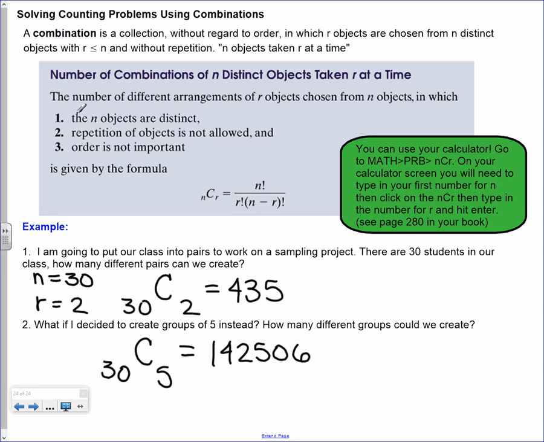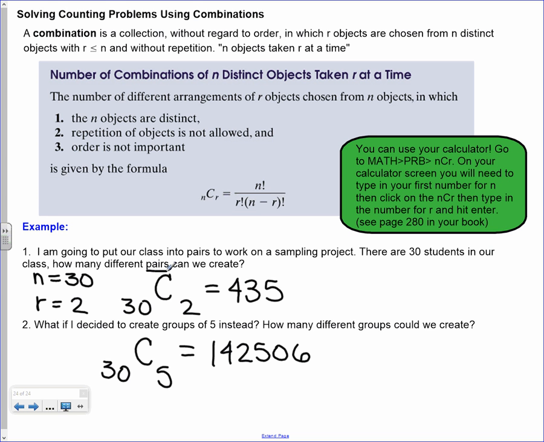Another thing in counting techniques is combinations, and we're going to use this in chapter 6. A combination is a collection without regard to order. Let's say I'm going to put a class into pairs to work on a sampling project. There are 30 students in the class. How many different pairs can we create?